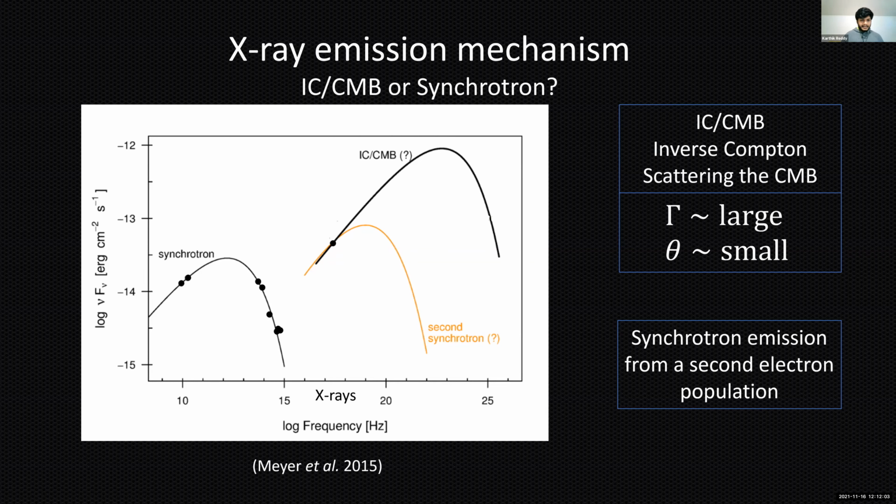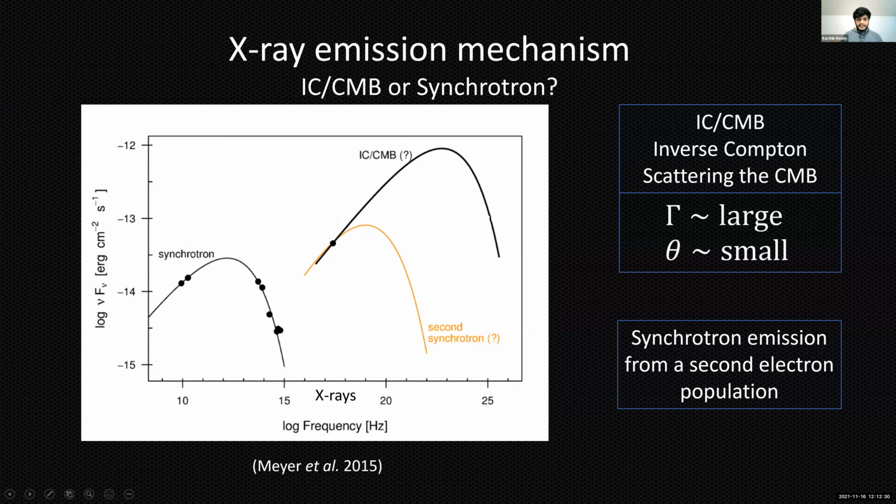For example, if we assume that the jet is homogeneously distributed with low energy and high energy electrons, and the electrons here are producing the X-rays via inverse-Compton, then the electrons here would also upscatter the same CMB photons to produce a large gamma ray emission.